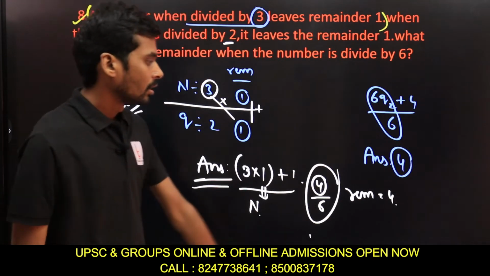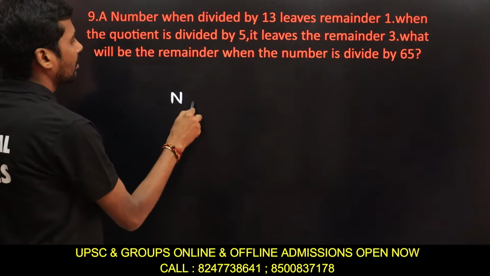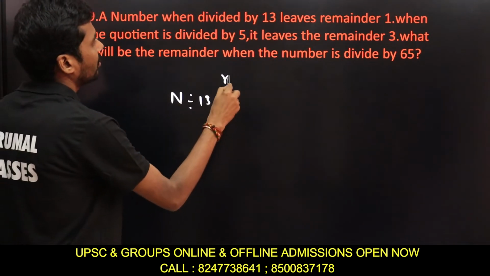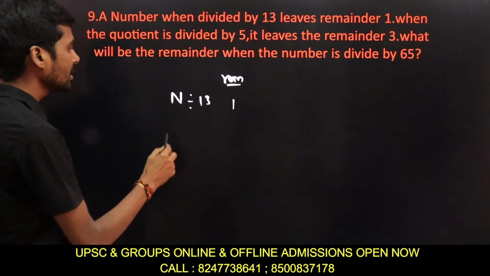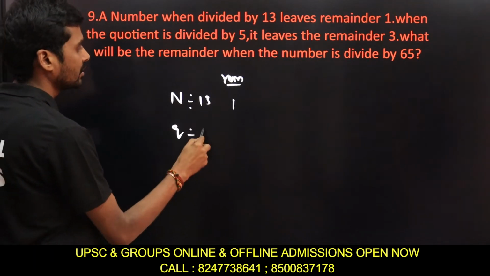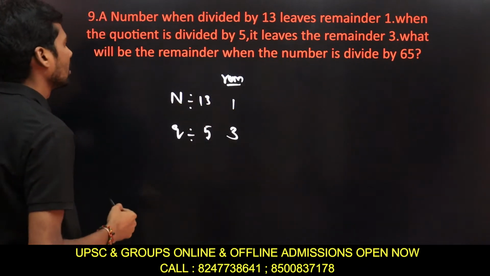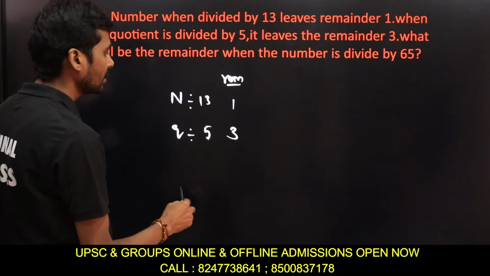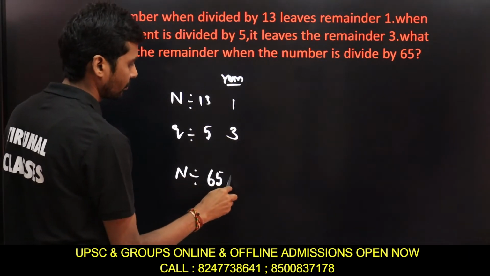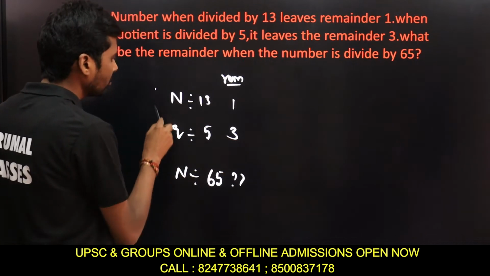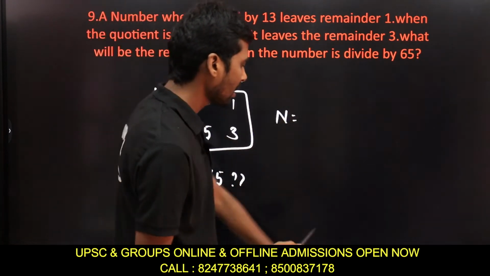Okay, and let's look at the next one. A number when divided by 13, the remainder is 1. And when the quotient is divided by 5, the remainder is 3. Then what will be the remainder when the number is divided by 65? First of all, by using these two statements, find out the n value. How do you find out the n value?